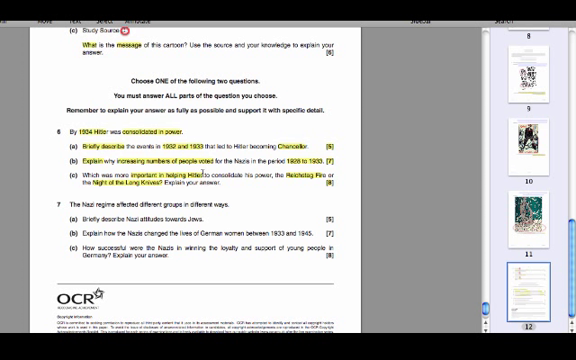So there we have 6a, b and c, all of them very much about Hitler consolidating his power. You would have a look through each part of those before then making your decision about whether you wanted to attempt question 6 or not.